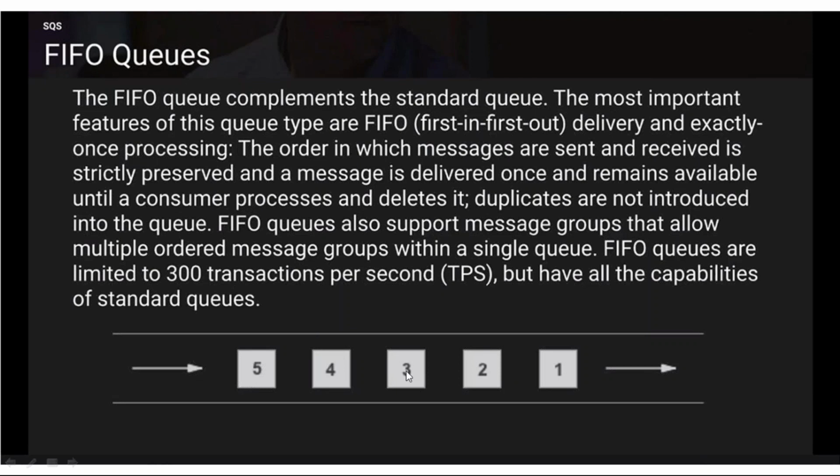4 can be processed only after 3 is complete. 3 can be processed only after 2, and the same is with the first one. So in this case, until message 1 gets processed, we have to wait in the queue for the second message to get its processing done. So this strictly follows the order and will ensure that the first message is processed successfully and deleted from the queue, and only then the second message will be sent across to the processing part.